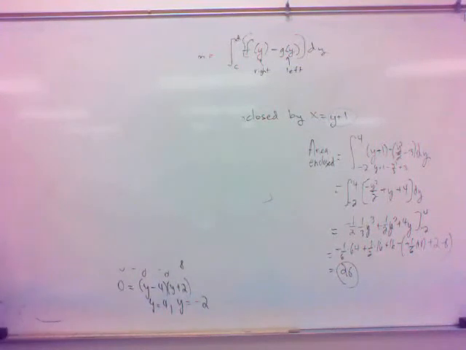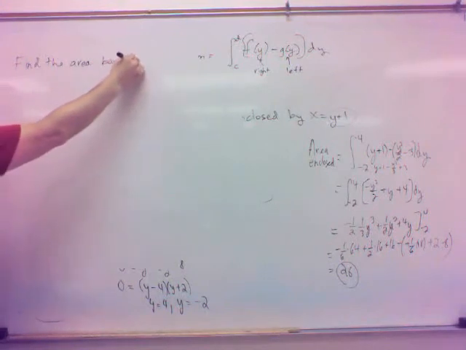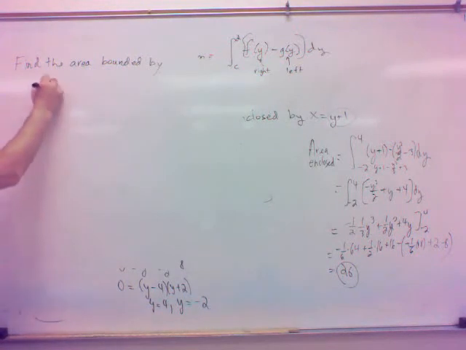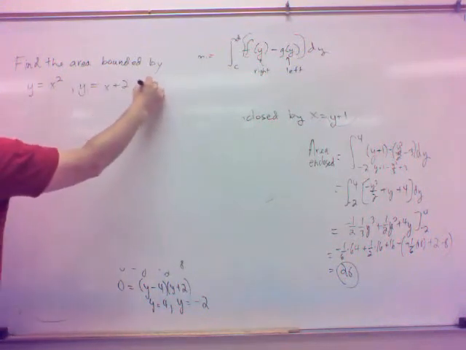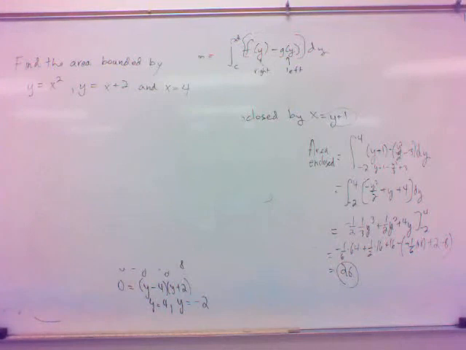If it says, and again it gets back to what are they asking for, find the area bounded by y equals x squared. I don't know if I'll go all the way through this one, but just to make this point, y equals x plus 2 and x equals 4. Find the area bounded by y equals x squared, y equals x plus 2, and x equals 4.